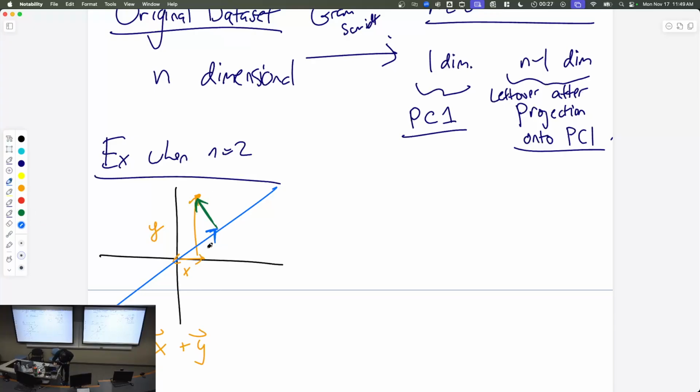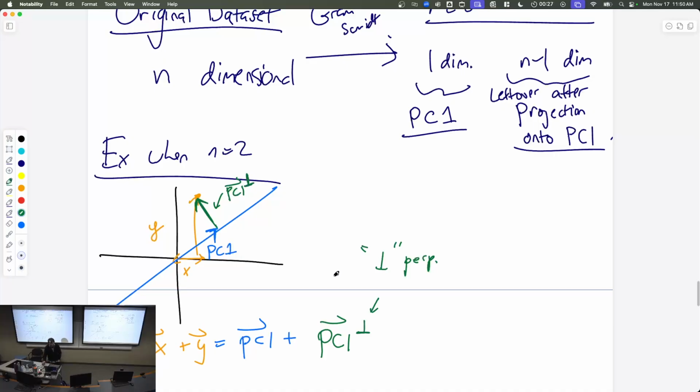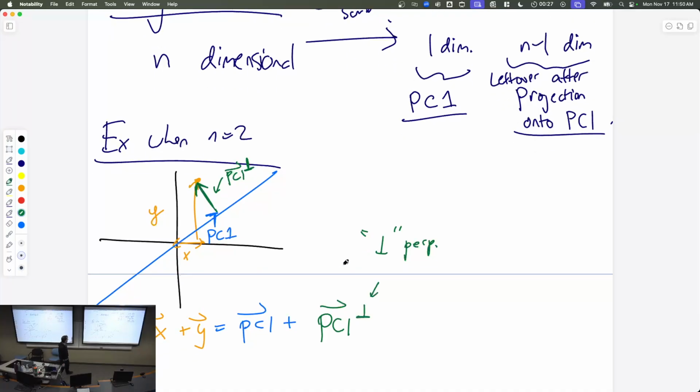Let's call that v, and the blue was PC1. So that's equal to PC1 plus, and then this green thing is perpendicular to PC1. So I'm going to call that PC1 perp. This little sign means perp, or perpendicular. And so this is PC1 perp. It's everything that is left over after you have projected onto PC1. And by the way projections work, it is perpendicular.